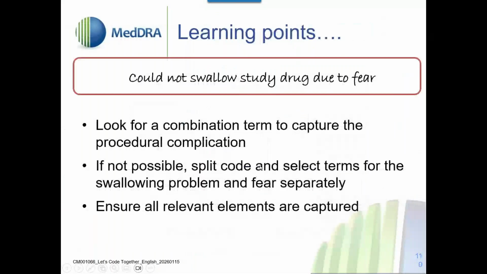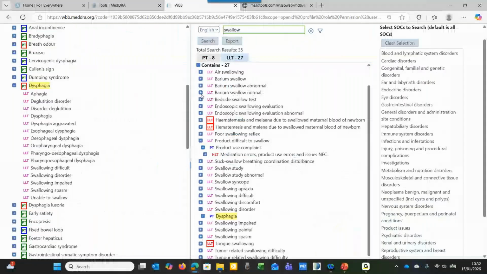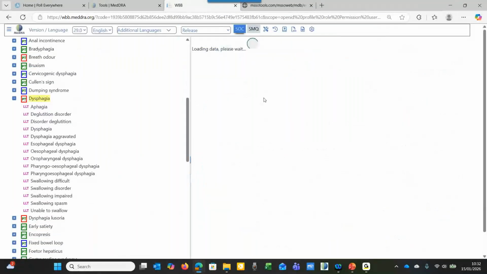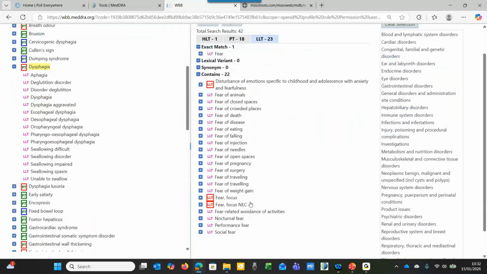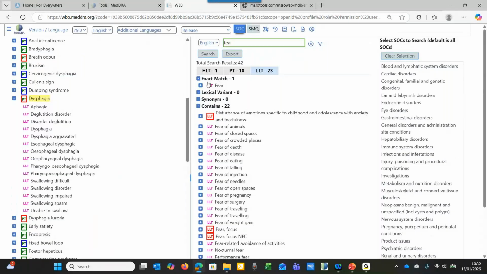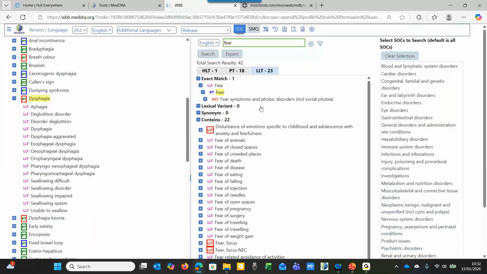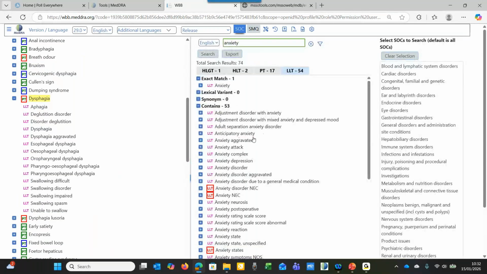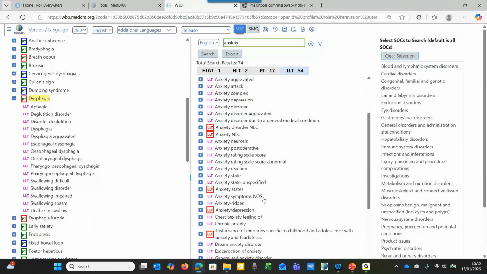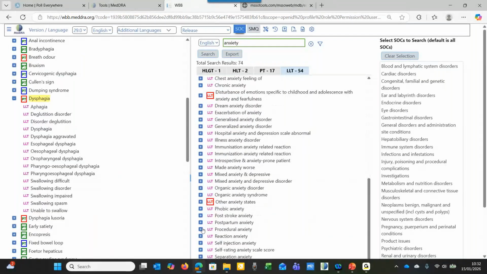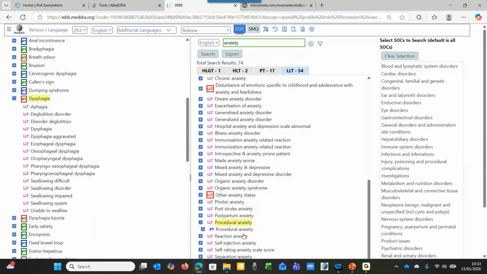And then we also have the fear. Should we do fear? Is it procedural fear? Is it procedural anxiety? So fear, there's fear of needles, fear of surgery. There's nothing relating to fear of swallowing or fear of treatment in general. So fear itself has a PT of fear. That's under fear symptoms and phobic disorders. So that's a possibility, fear. Or we could look up anxiety and see the procedural anxiety, anticipatory anxiety, but that's not necessarily a procedure. It's just afraid of something that's going to happen shortly. Post-operative, procedural anxiety there. That one might be a better one than the fear, although fear is what's reported.